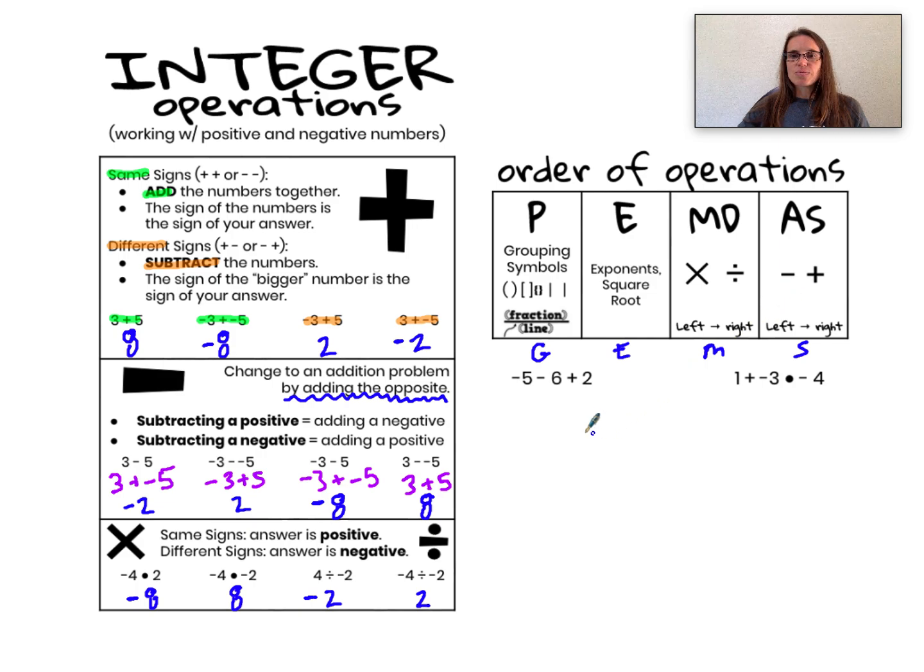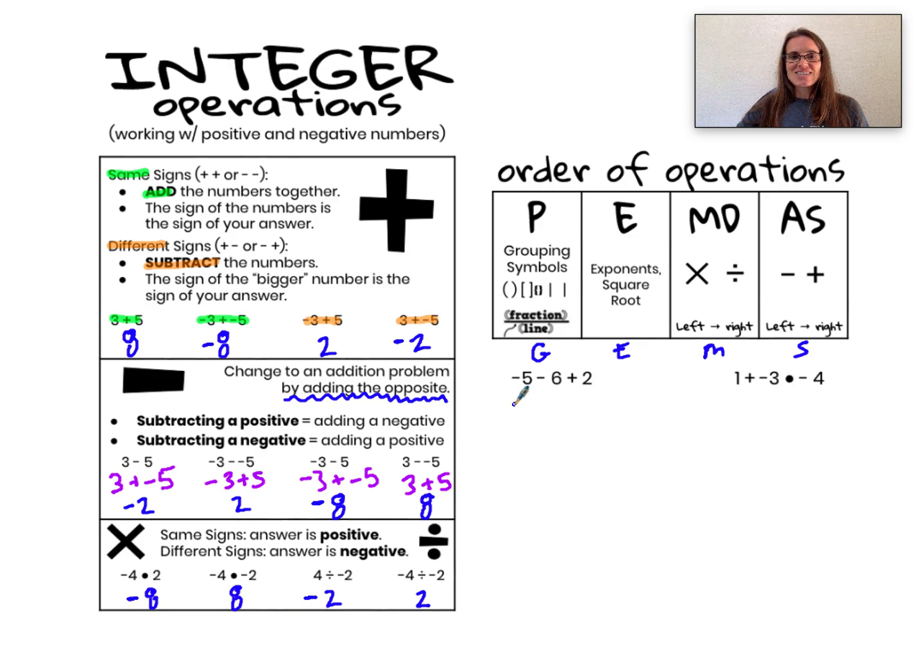Here are two examples that we can practice our order of operations. This first one, -5 minus 6 plus 2, is included because often students think that they should add first. The only reason you would add first is if that 6 plus 2 were in parentheses, which it's not. So when we're faced with addition and subtraction, we just perform our operations from left to right.